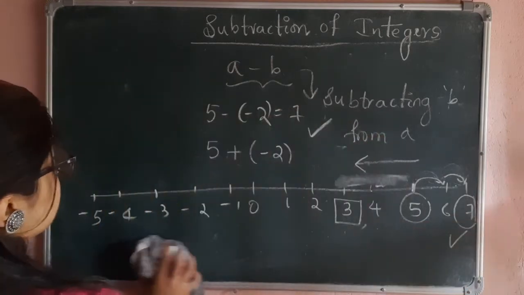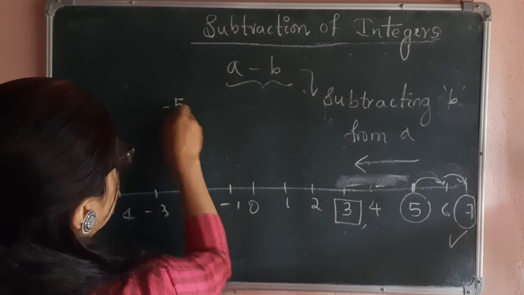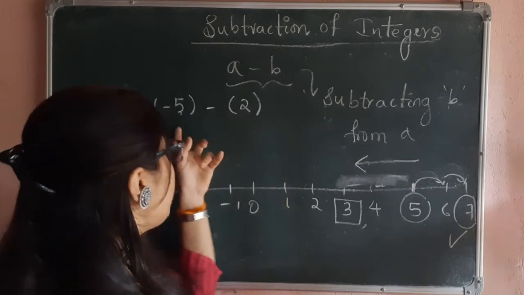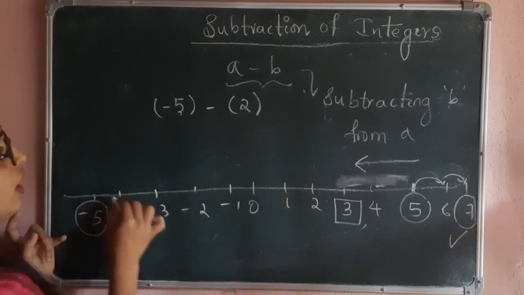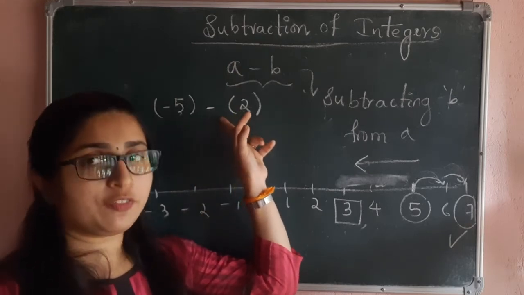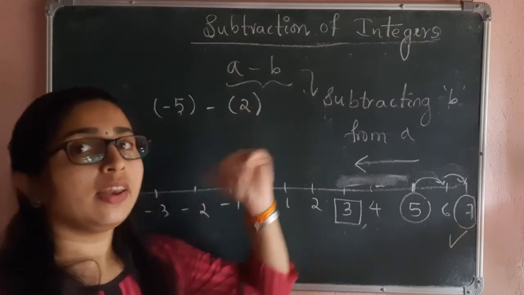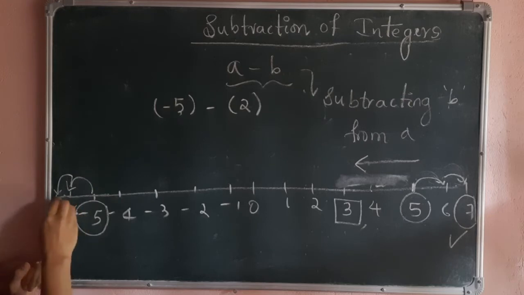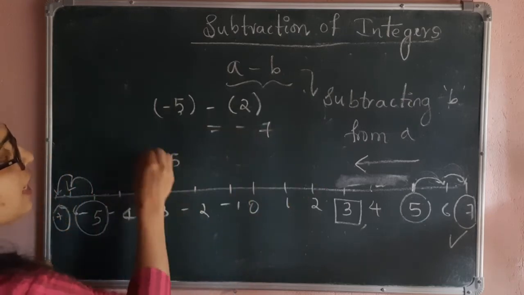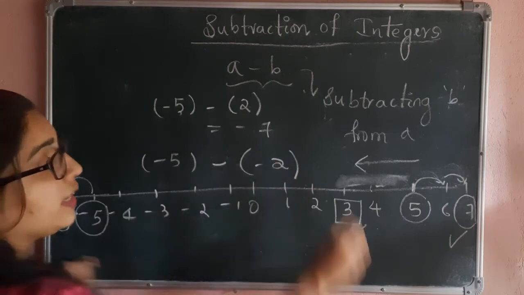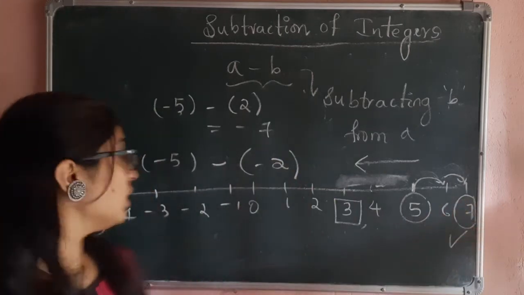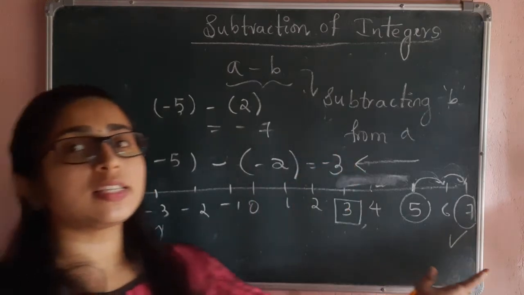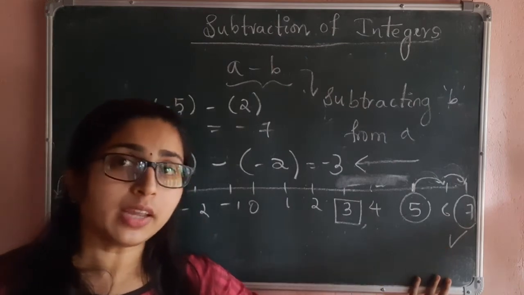Next is minus 5 minus 2. Again, I am subtracting a positive integer. First I will mark minus 5. I am subtracting the positive integer, so I will be moving to the left. So it is minus 6 and minus 7. 1 unit, 2 units. So the answer is minus 7. Suppose I am subtracting a negative integer, I have to move to the right. So that means 1 and 2. This will give you minus 3. So this is how to perform subtraction using the number line.